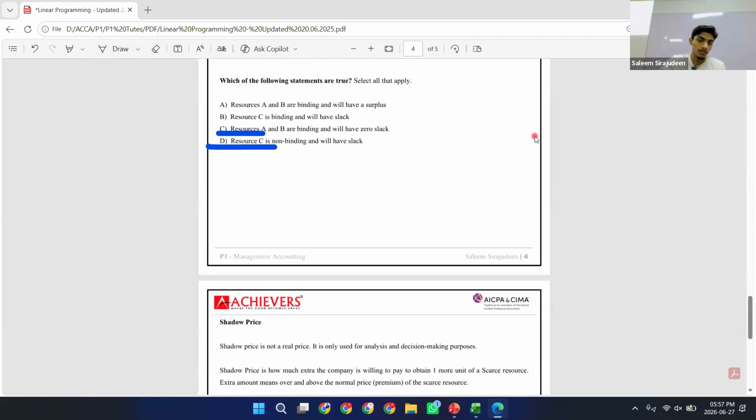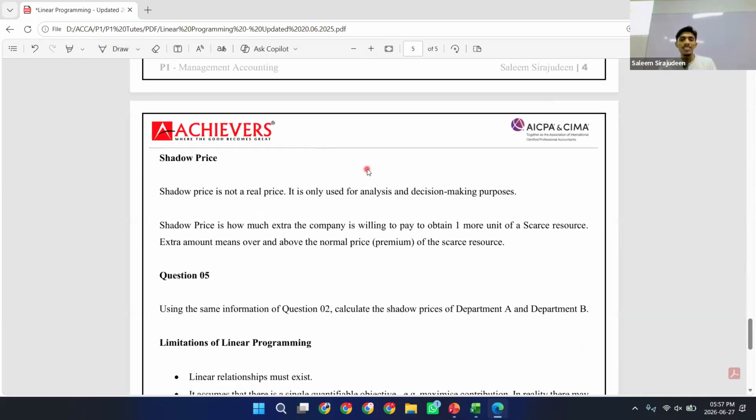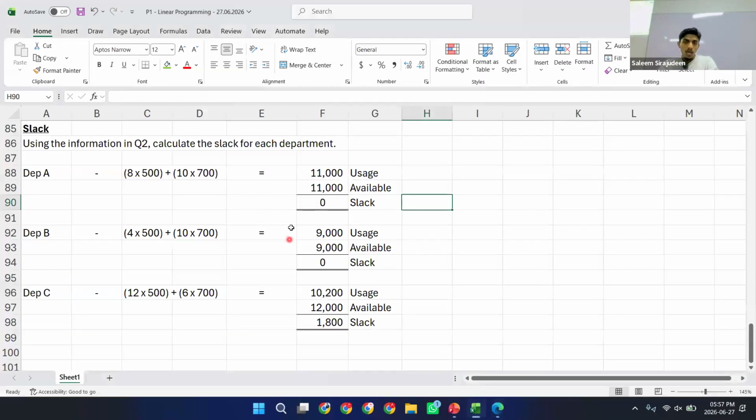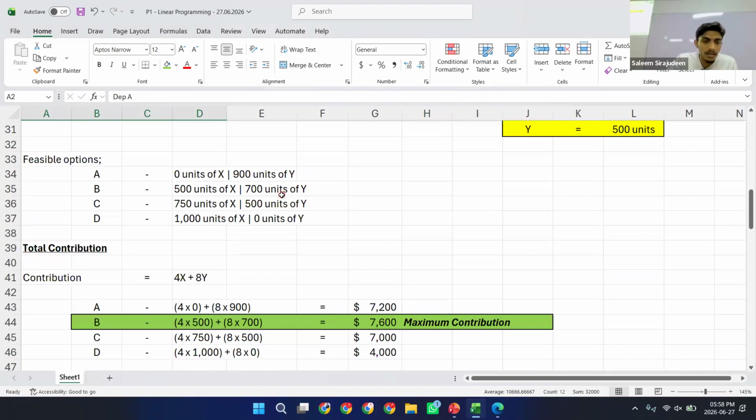Got it? Right. Okay. Now the next one, we have something called shadow price. Shadow price. Now what is the meaning of shadow price? Now here, if you look at this, you have three constraints. Department A, Department B, Department C. Correct? Right. Now what are the two constraints which is related to the optimum production point? What are the two constraints?